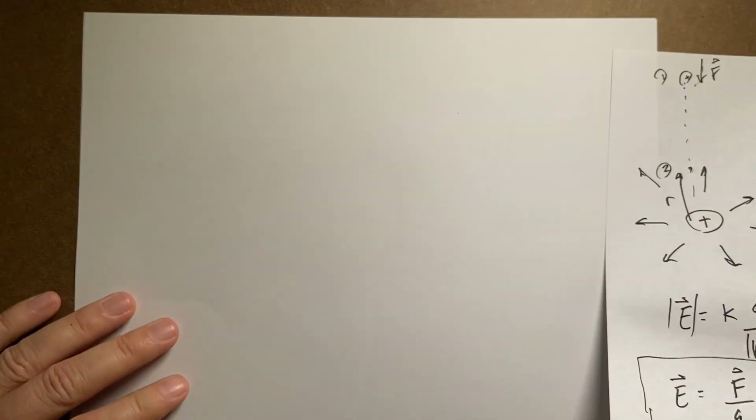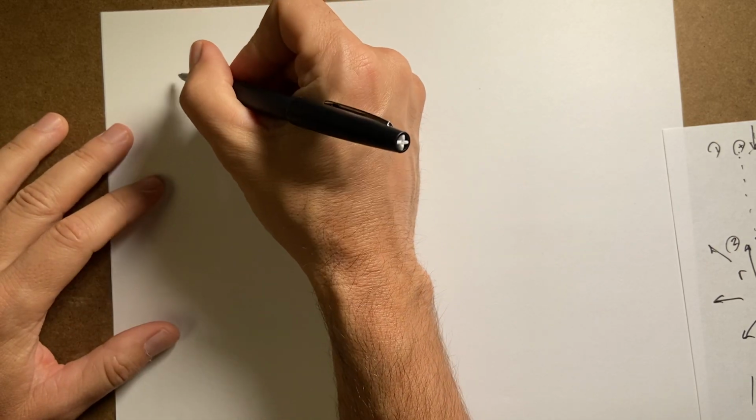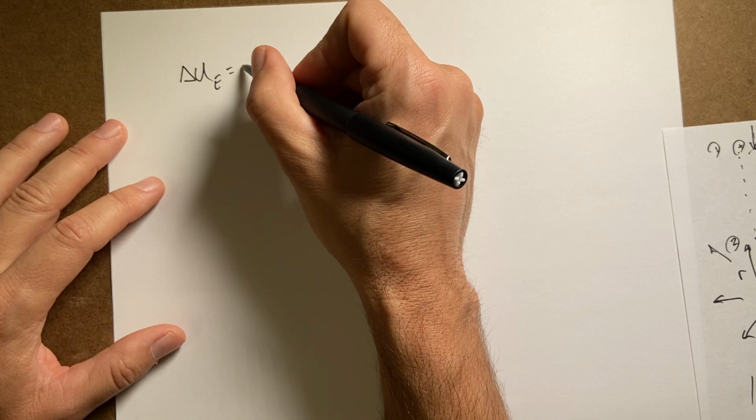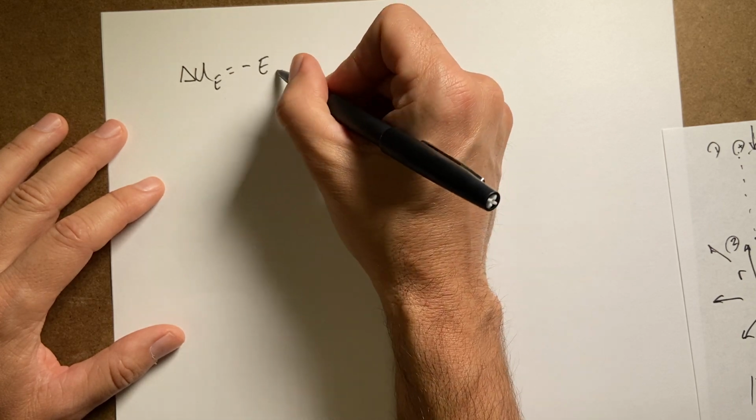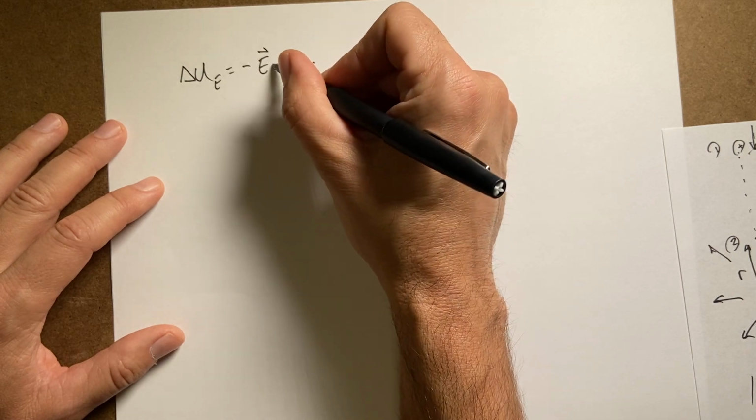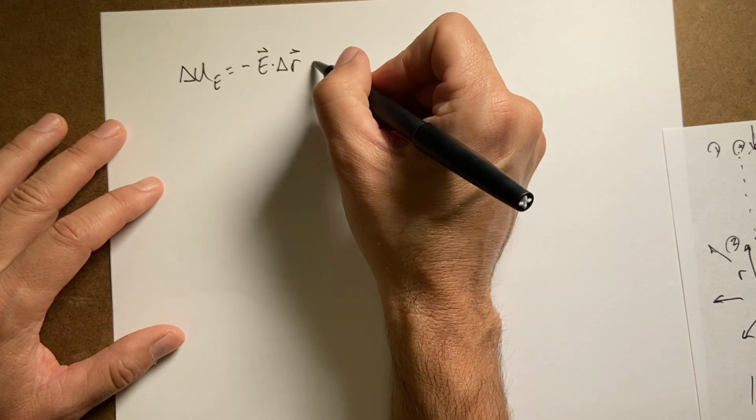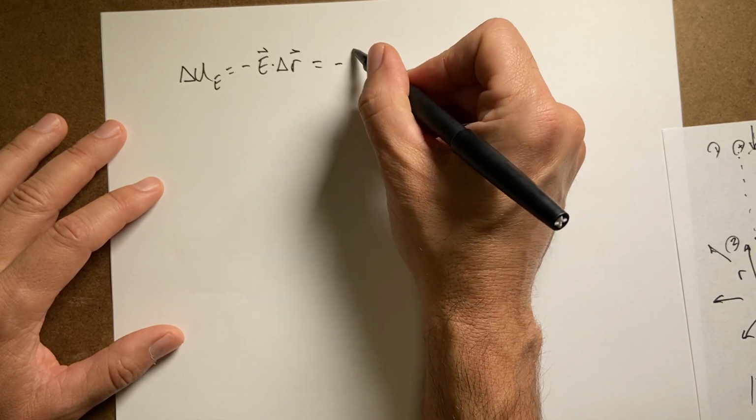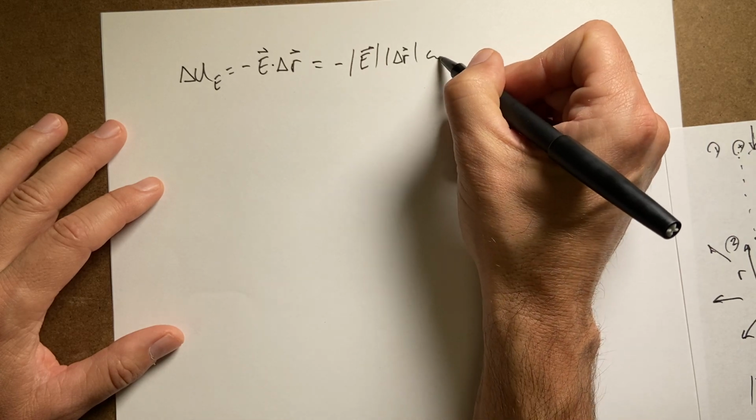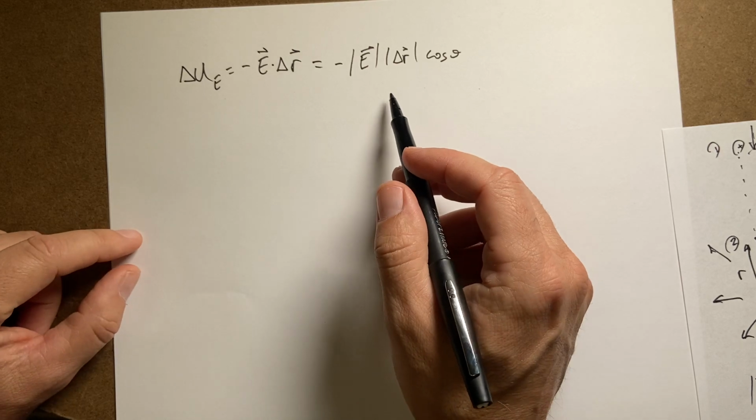Okay, so we define electric potential energy for a constant electric field. Delta U electric for a constant electric field is negative E dot delta r, where that's the dot product. Or you could write this as negative the magnitude of E times the magnitude of delta r times cosine theta, where theta is the angle between the electric field and the way you're moving.